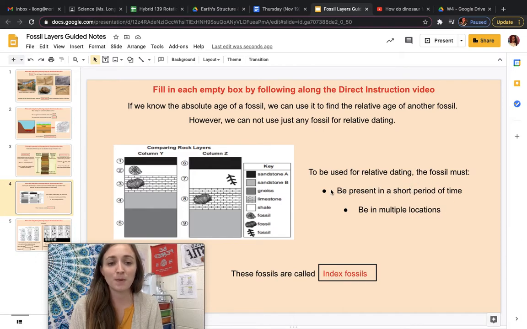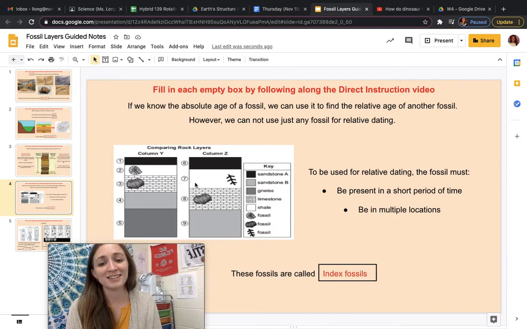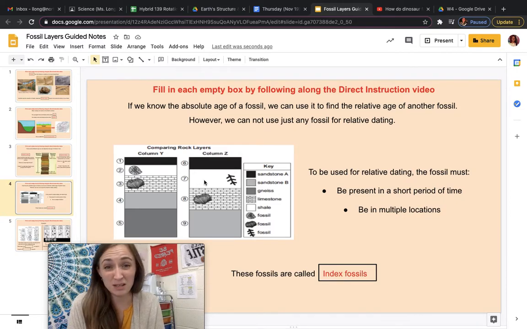So first, a fossil has to be present in a short period of time. Think of each layer as a period of time. Over here, layer 6 is one period of time. Just for an example, we can say that was 10 million years ago. Layer 7 is a totally different period of time, say 15 million years ago. Layer 8 is a different period of time. So each section is going to be a different period of time. So first, for it to be a good index fossil, it has to be in just one time period.